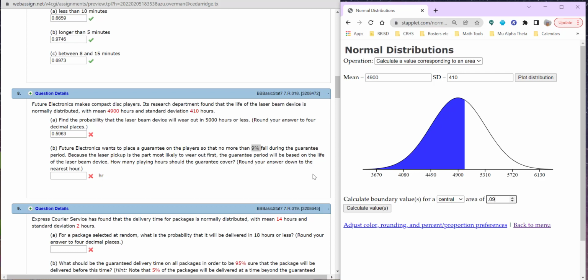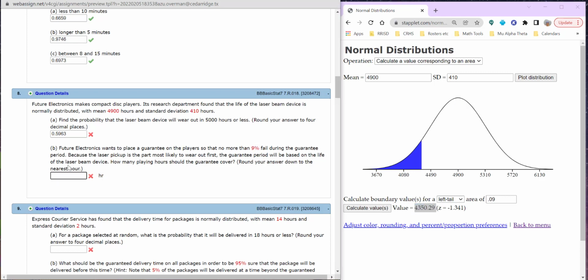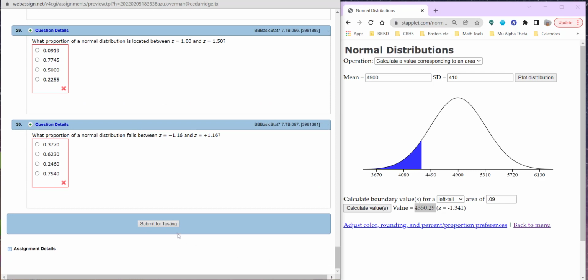And no more than 9% fail during the guarantee period. So the thing is, which end do we want? Do we want the central? Are we worried about the middle, the average life ones? Or are we worried about the ones that die really early or the ones that live extra long? We're worried about the ones that die really early. So I'm going to put left tail and calculate those values. So it's giving me 4350. I'll try that. Might be 4351, but well, let's try it. So 4350, and then let me go ahead and hit calculate, submit for testing.